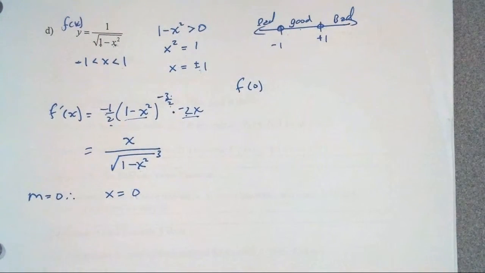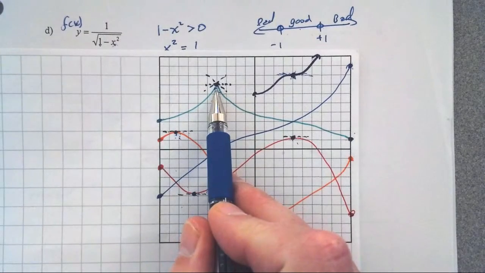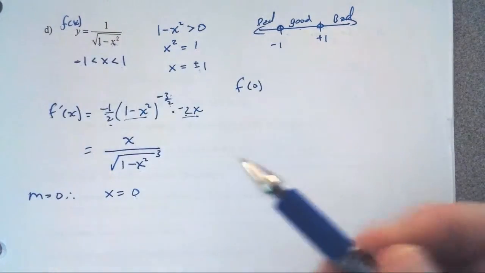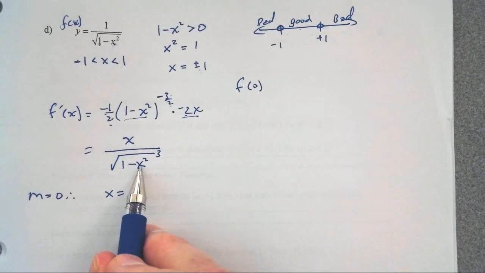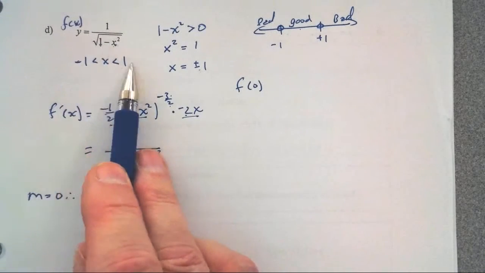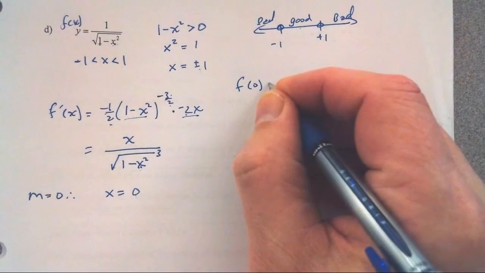Other points we're interested in, where we might have maximums and minimums, is where we can't find the slope, or where the function is not differentiable. Well, that would occur, again, when x is 1 or negative 1. But we're not going to consider those because they're not in our implied domain to begin with. So all we have to find is 0 and then determine, is that a maximum, a minimum, or just a stationary point?